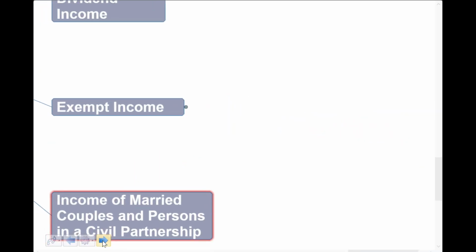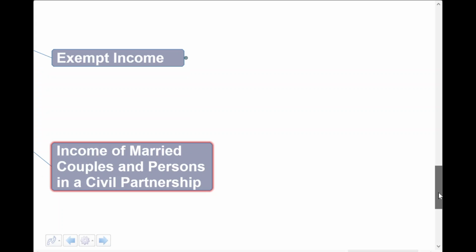Okay? Now, in terms of income of married couples and persons in a civil partnership, again, I put no detail here. And the reason for it is the main essence within the ACCA study hub is just that. Married couples and persons in the civil partnership are treated separately. They're taxed separately. They're taxed as individuals. Each of them has their own tax affairs.